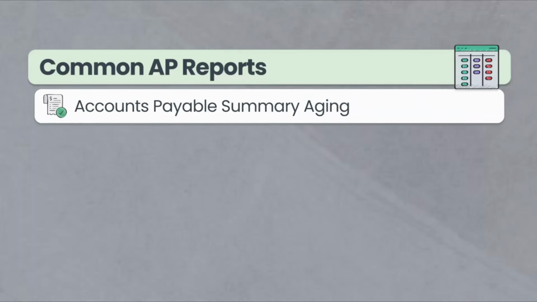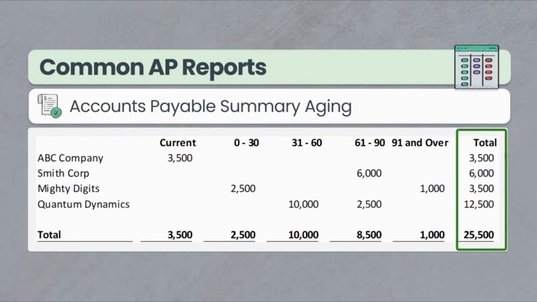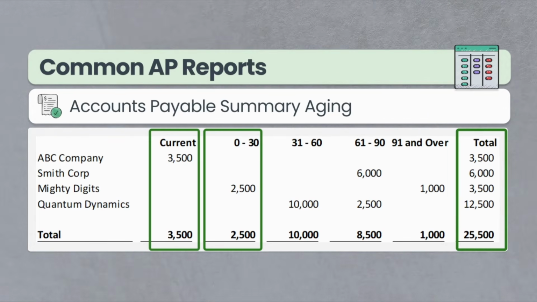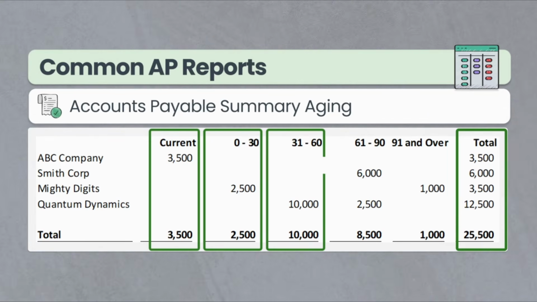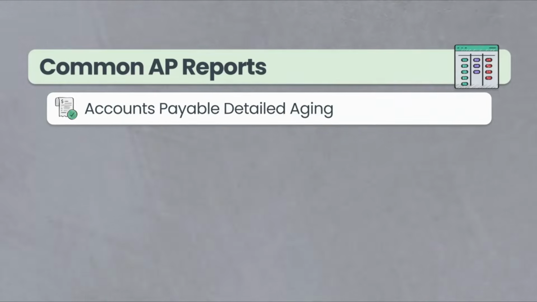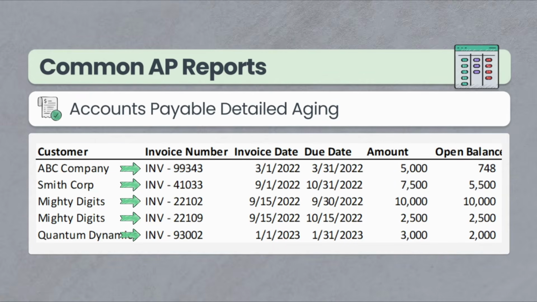And what are some common reports related to accounts payable? Well, probably the most common is an accounts payable summary aging report. This showcases all the amounts that you owe to vendors, and it's grouped by those which are current or not yet due, those which are oftentimes 0 to 30 days overdue, 31 to 60 days, 61 to 90, and 90 and over. And if I click into any of these summaries, I can then be taken to my next report. An accounts payable detailed aging report showcases each and every single bill that you receive from a vendor and the details behind what you owe them.